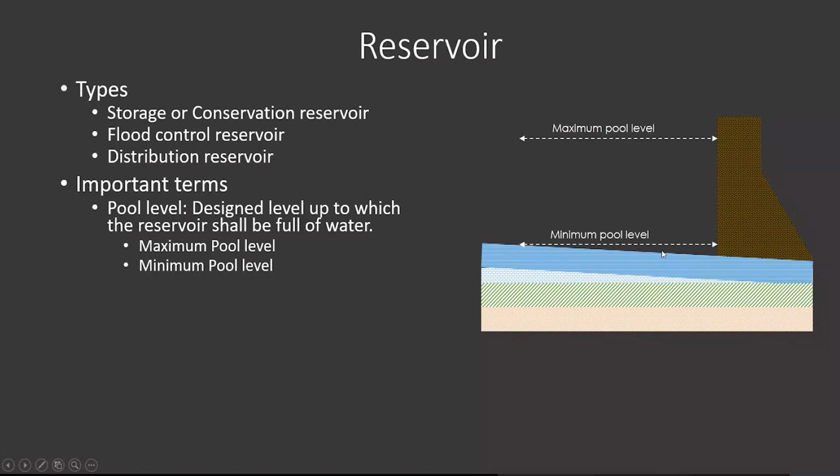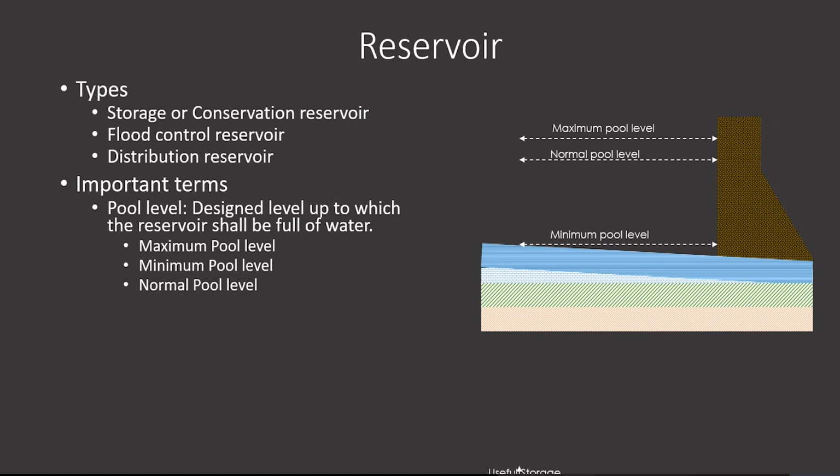So that part we put as the minimum pool level. And this is the normal designed level of water, what is planned for that particular reservoir. That is the normal pool level. And the maximum pool level is only achieved when the water is flowing in the flooding seasons, or when a high amount of water is coming in the season, not normal.